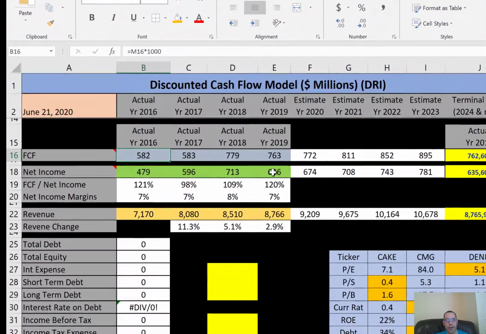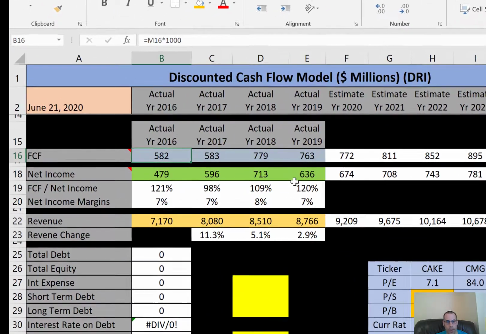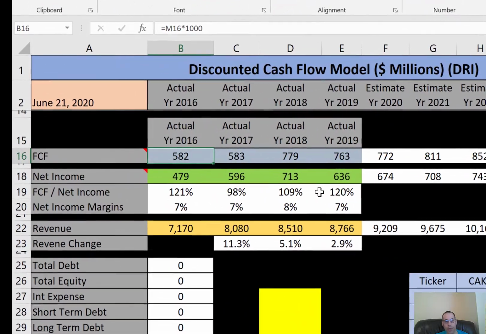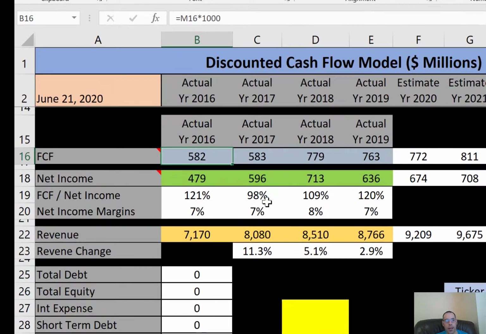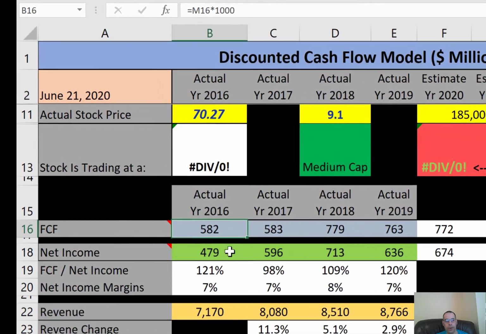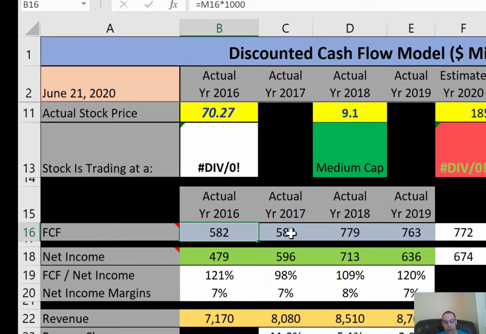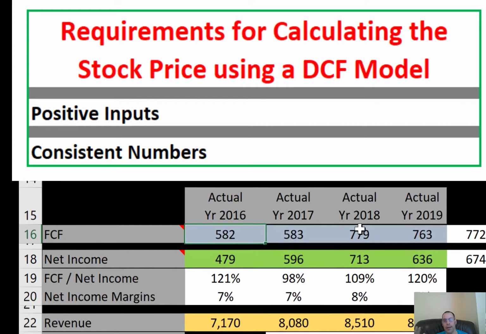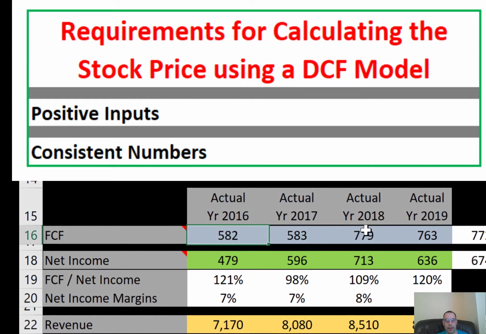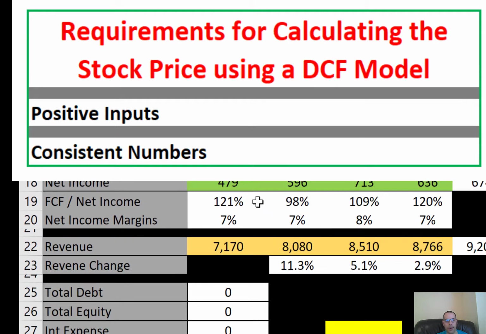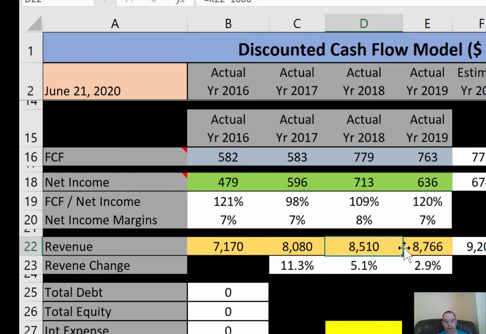And when you do a discounted cash flow model, the inputs are so important. Because if you have really variable inputs, like for instance, if cash flow goes from 10 billion down to 1 billion, up to 20 billion, you could have really crazy results. So you want to have pretty consistent numbers, and these look pretty good. And they're actually growing each year, at least revenue is. So that's a good sign.